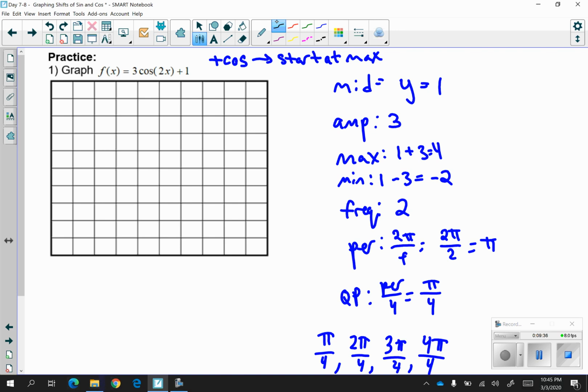So I'm going to draw in my x-axis. And then I'm going to continue on with labeling everything. I have my midline at 1, my max at 4, and my minimum at -2. And then your quarter points. In this case, if you count by 3, you'll go off the edge, so now we have to start counting by 2's.